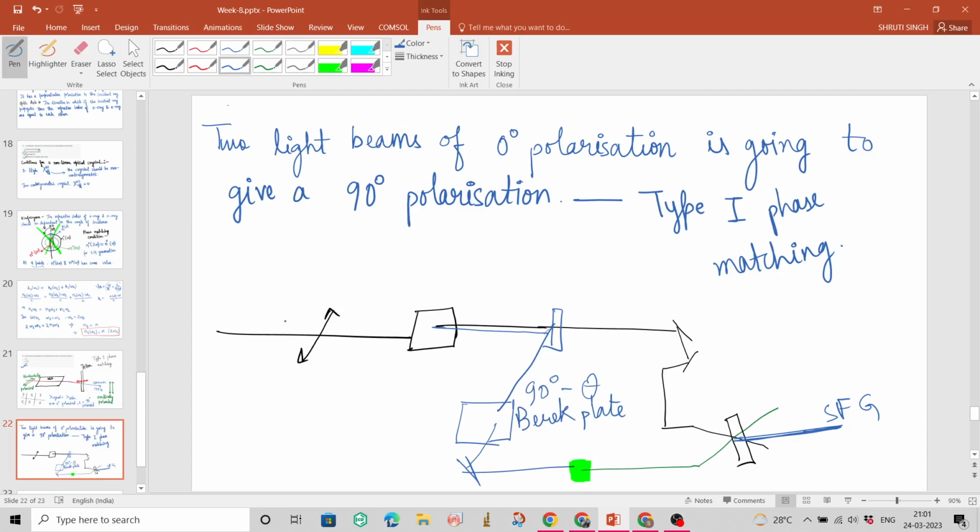Why? Because this is horizontally polarized. So the sum frequency, which is the blue light, will have a vertical polarization here, but we need to cancel the anisotropy effect with respect to the fundamental, because the fundamental is going to meet with the fluorescence light and give the sum frequency. So that's why we keep the Berek plate not at the theta angle, magic angle, but 90 minus theta, because this one got flipped by 90 degree. So the magic angle here is basically 90 minus theta.